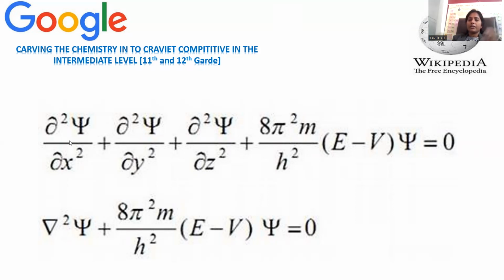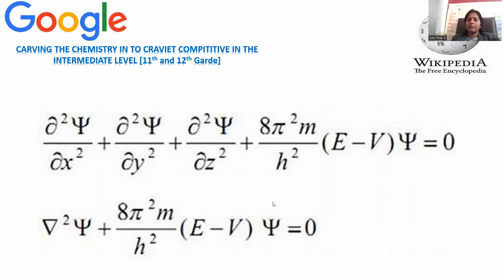In order to make the equation concise, the entire dou square, all three coordinates, are represented with del square. Del square is nothing but dou square by dou x square, dou square by dou y square, dou square by dou z square. Everything is represented in a del square, a three-dimensional representation. Psi is common for all, no? So it is written as del square psi plus 8 pi square m by h square, which remains as such, E minus V psi is equal to 0.